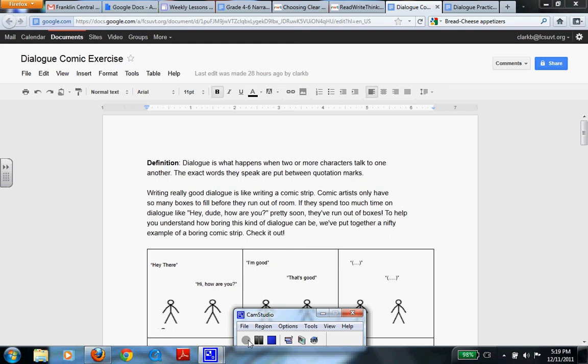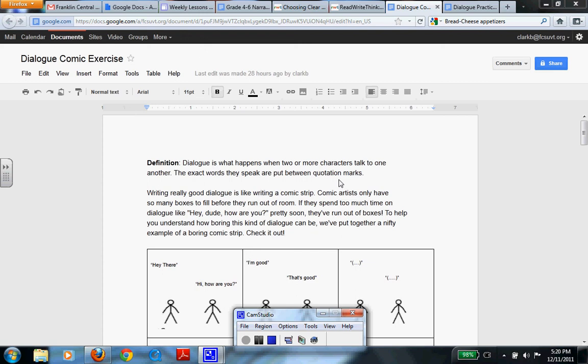As we've discussed before, good dialogue can be used to show and not tell your reader what's going on. It can also be a good gateway into your introduction. You can start with characters talking. When thinking about characters, remember what it means to have dialogue. Dialogue is what happens when two or more characters talk to one another. The exact words they speak are put between quotation marks.